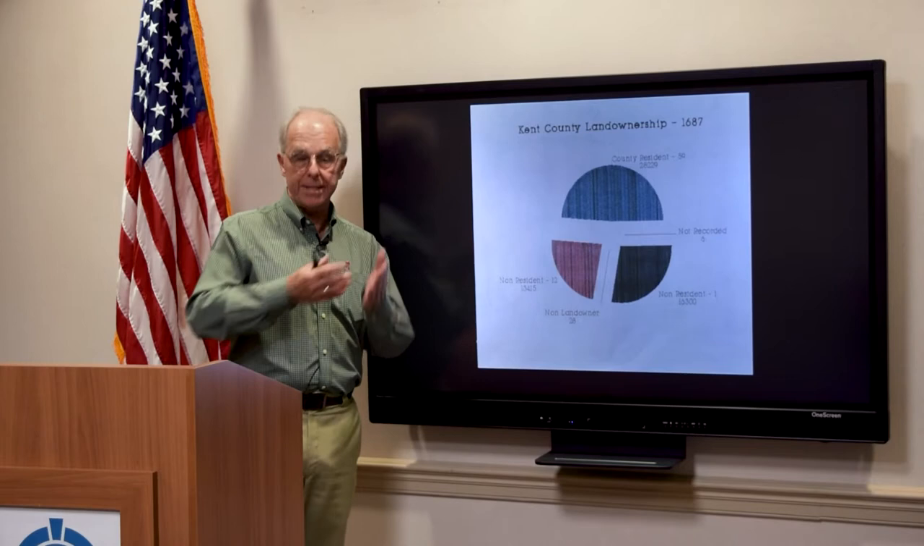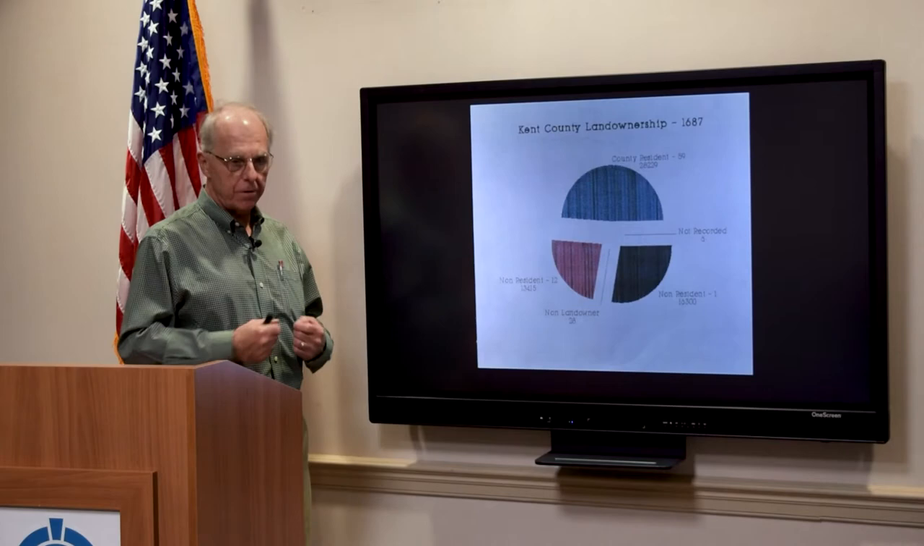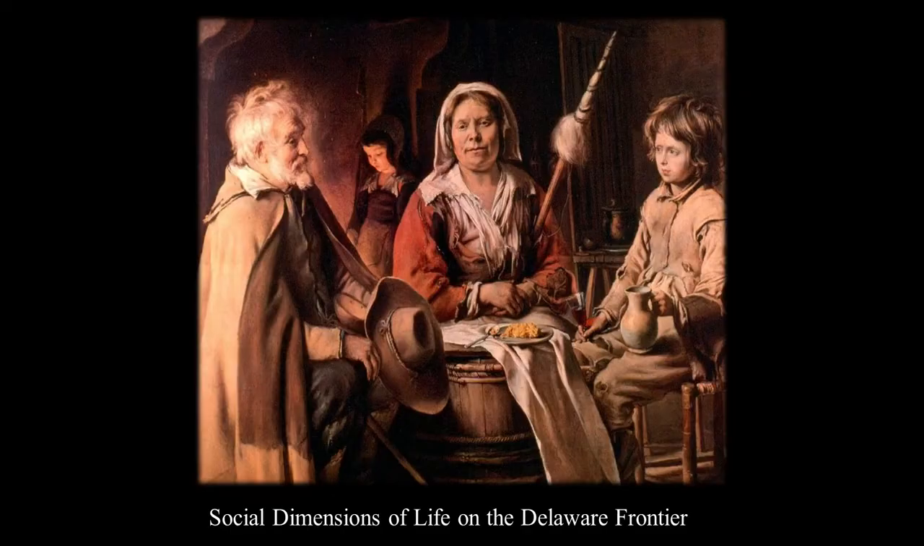So it's an interesting perspective it gave us on actually who's owning the land and what's the pattern of land ownership. The other side, though, relates to the social dimensions of the frontier. Who were these families? Who were these households? How stable were they? How big were they?